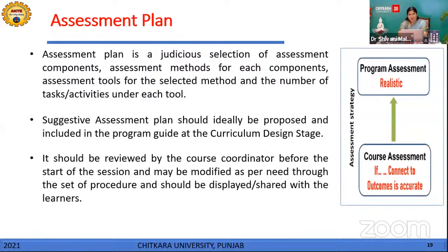So ultimately, if an assessment is planned religiously, the course outcomes can be assessed accurately. And if the course outcomes are assessed accurately, it leads to the assessment of the program outcomes, and that assessment will be quite realistic. So the entire assessment strategy should revolve around it. Right. There is always a missing link between the course assessment leading to a realistic program assessment. So that missing link is required to be covered. And how can that be covered? That can be covered through a planned assessment.